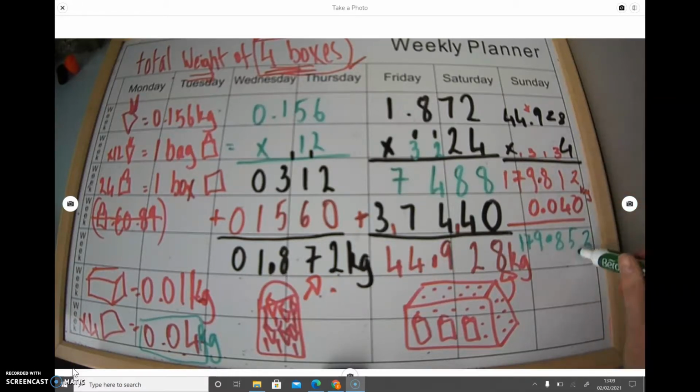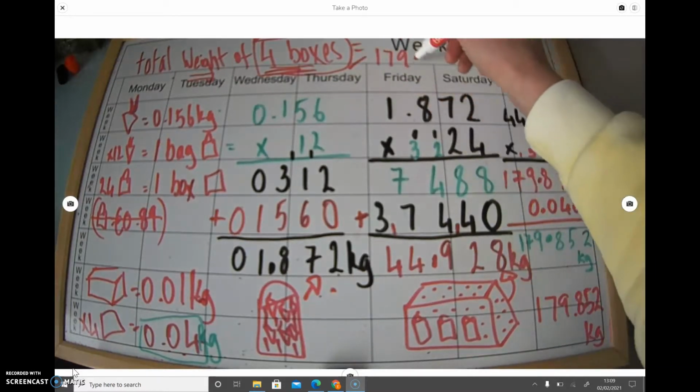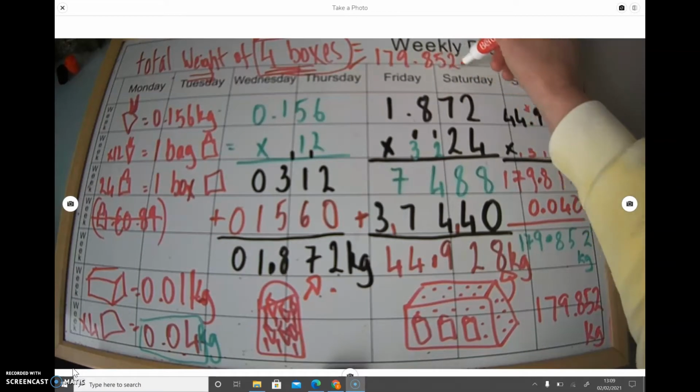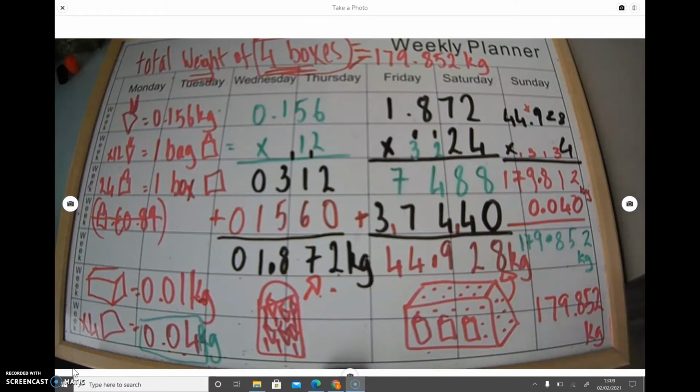So here we have our answer after all that. The weight of 4 boxes is 179.852 kilograms. Total weight of 4 boxes. There we have our answer.